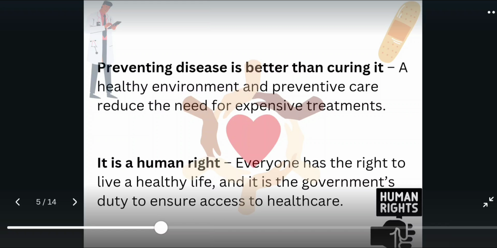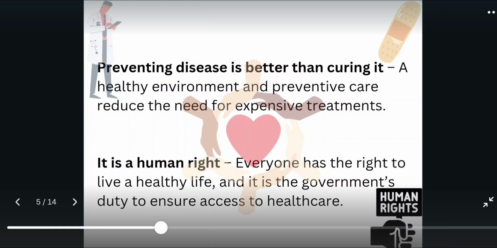Preventing disease is better than curing it. A healthy environment and preventive care reduce the need for expensive treatments. At times we have a slight fever or a cold or any kind of mild problem, and we tend to ignore it. Then it becomes so big that we need to visit the clinic as soon as possible, isn't it? So try to prevent it at an earlier stage, so that it doesn't become so big that you have to spend a huge amount of money to get treated.